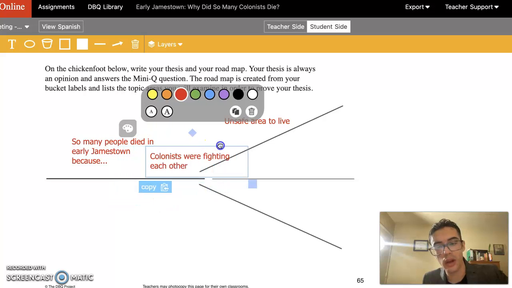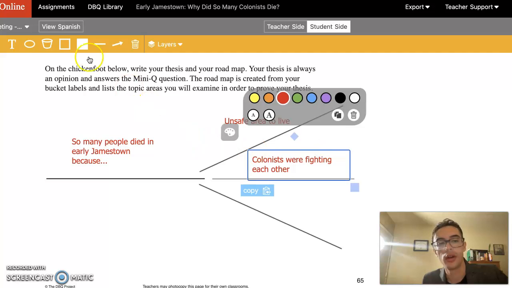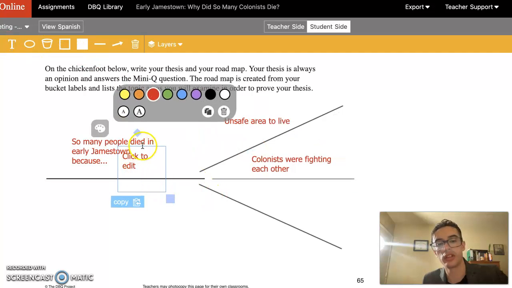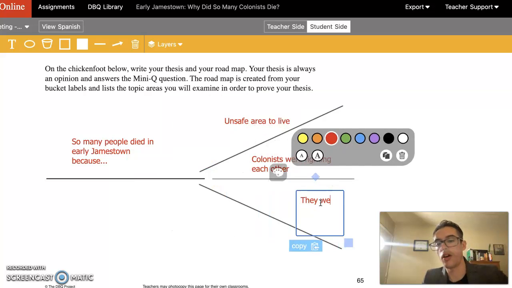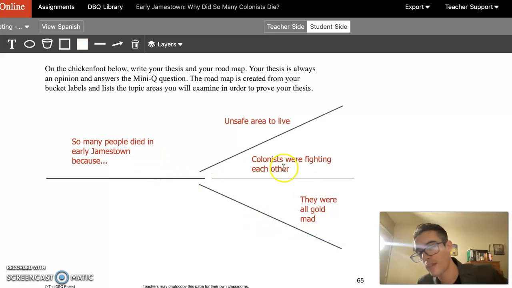Now, I don't have time right now to go through a third one. So I'm just going to use a random example here, and I'm going to say, like, they were all gold mad. And so at the end, I have a layout for my essay. So many people died in early Jamestown because it was an unsafe area to live in, colonists were fighting each other, and they were all gold mad.